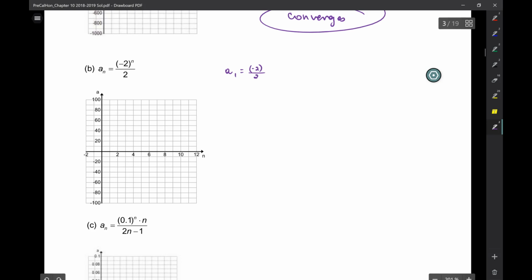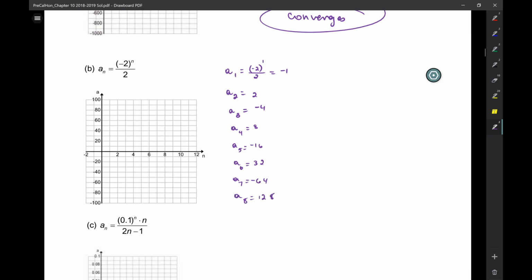Negative 2 to the power of 1. This one you could do without a calculator. This one is negative 2 over 2, negative 1. A sub 2 is negative 2 squared over 2, which is 2. A sub 3 is negative 4. A sub 4 is 8. Fifth term, negative 16. Sixth is 32. Negative 64. And the eighth term, 128. So these are powers of 2 divided by 2, easily done by hand.